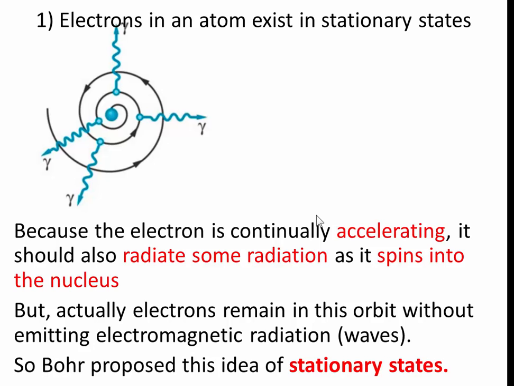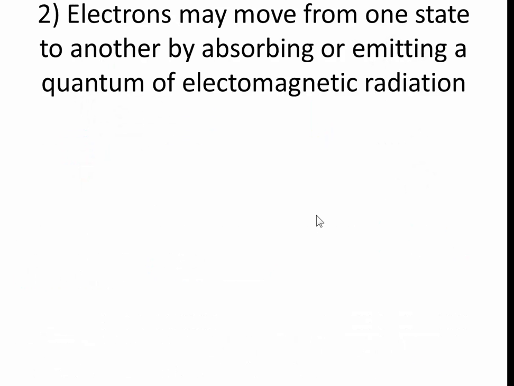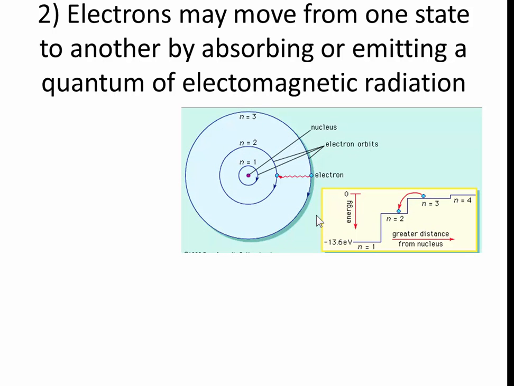We do know that they do emit photons, and that's basically what happens when it goes from a high level, a high energy state, to a lower energy state, and that's the next assumption. Electrons may move from one state to another by absorbing or emitting a quantum of electromagnetic radiation. Here we have an atom with 1, 2, or 3 orbits, or 3 states.